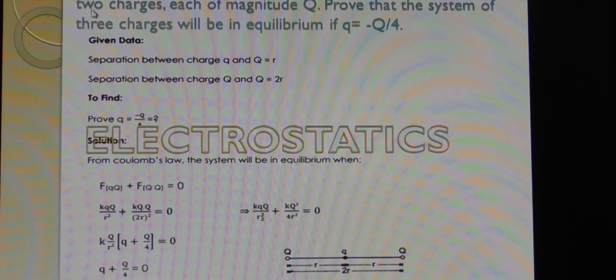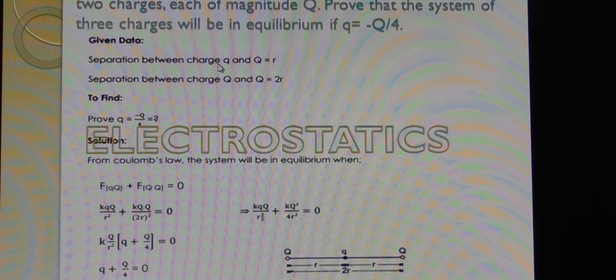Okay, we come to numerical number 3. A charge Q is placed at the center of the line joining the two charges, each of magnitude q. Prove that the system of three charges will be in equilibrium if q is equal to minus Q over 4. We are going to prove it. Okay, let me write down the data given first.